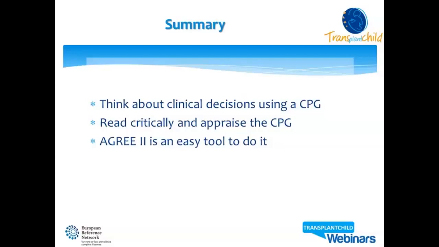I imagine that in our day-to-day work, we don't have time to go through all the items and score all the items, but probably if we use the checklist we have seen in the previous slide, we can check briefly if all the issues are covered, or at least have an idea that the big domains are well established. And finally, AGREE II is an easy tool to do it.